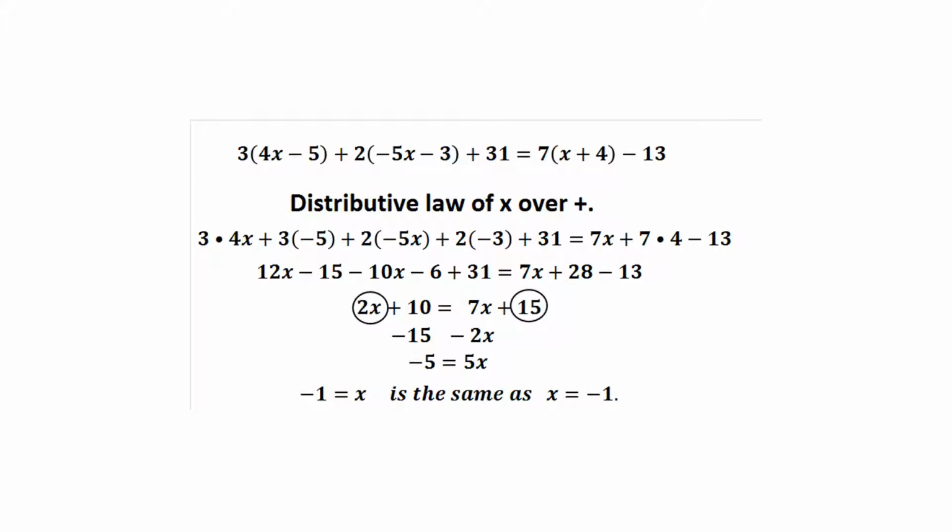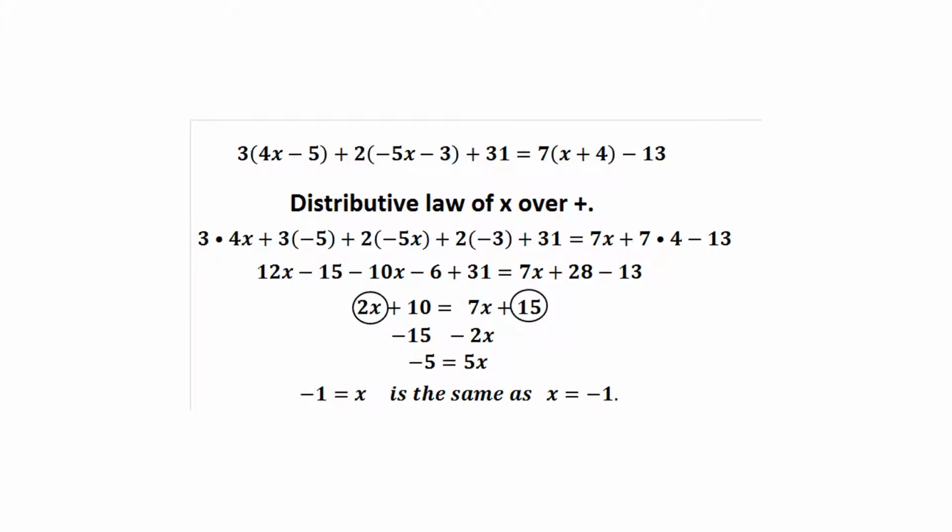Now we have to move the 15 to the other side because we want numbers on one side and x's on the other side. So we move the 15 as negative 15. So when we add the 10 and the negative 15, we have negative 5. 7x minus 2x added together is 5x. Divide both sides by 5. x is equal to negative 5 over 5, which is negative 1.